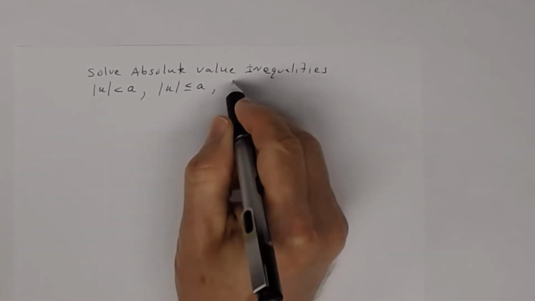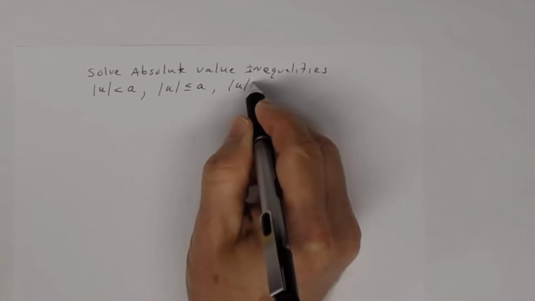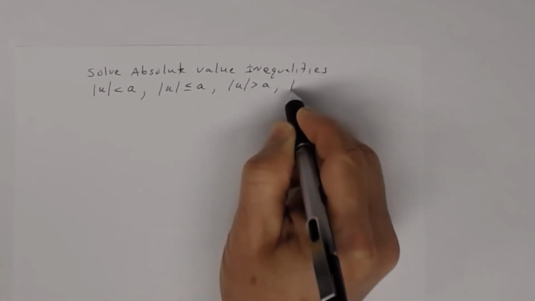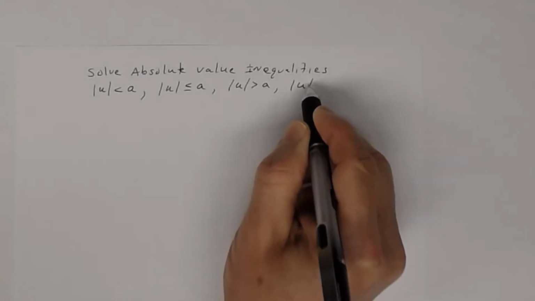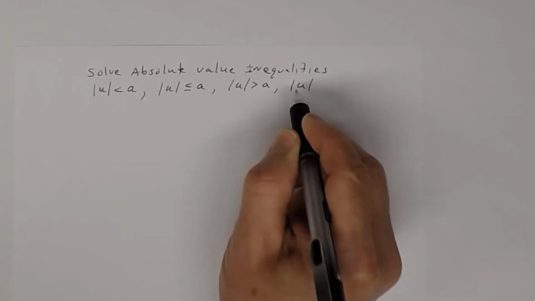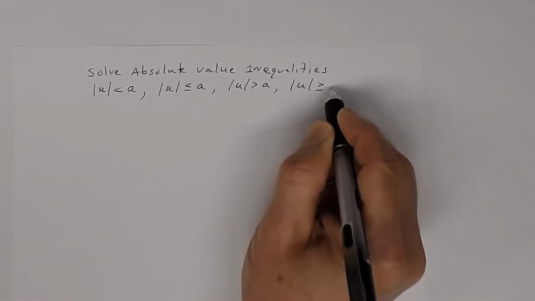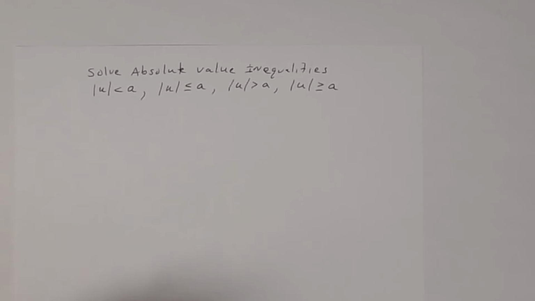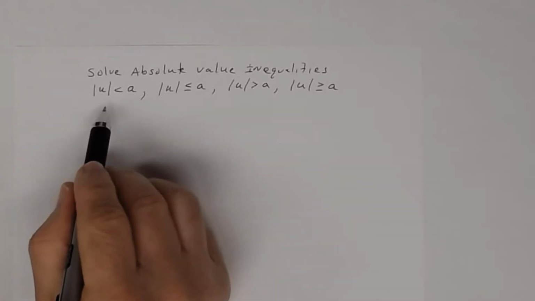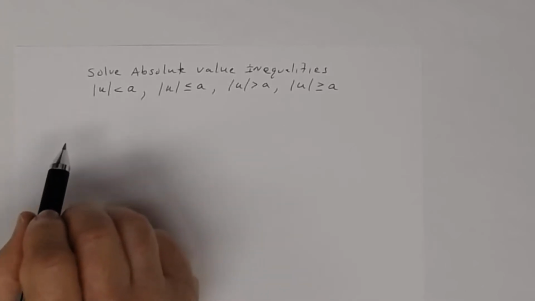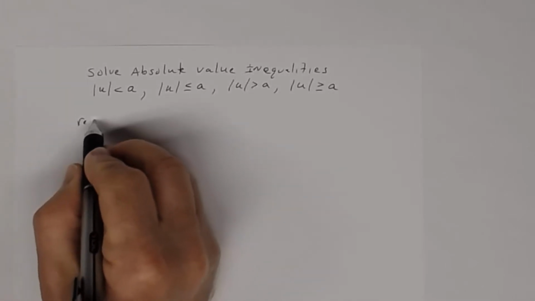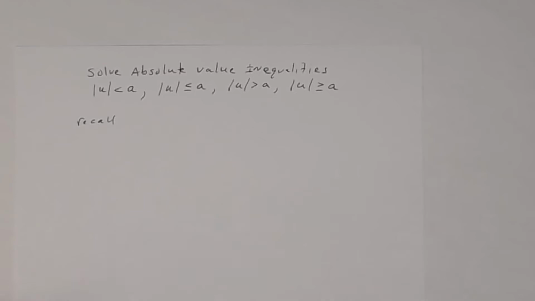And then you have a greater than, so it could look like this. And you'll have examples where you're going to have the absolute value of some algebraic expression will be greater than or equal to some number. So we're going to look at examples of those types. Now, before we look at solving absolute value inequalities, let's recall what we mean by absolute value.